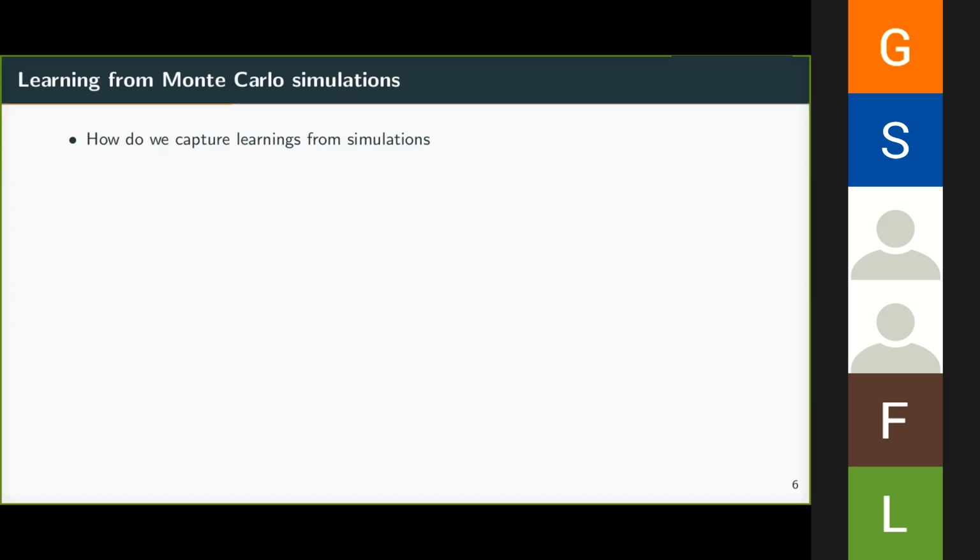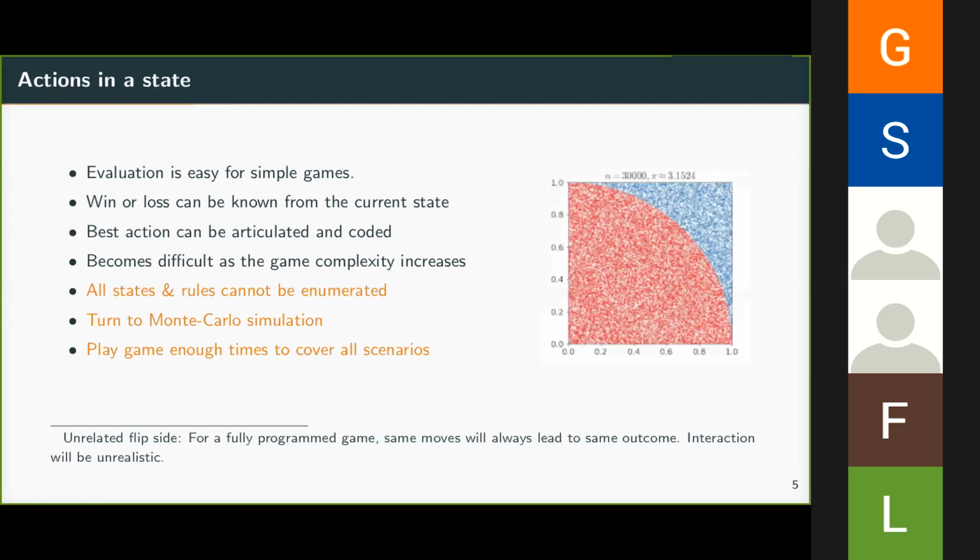So, when we do Monte Carlo simulation, something will happen. How do I capture the learning? Learning meaning my game needs to train. How do we capture the training? That is what we are going to see now. In this case of pi value estimation, we know simply that the ratio of number of points inside the circle to the total number of points is an estimate for pi by 4.